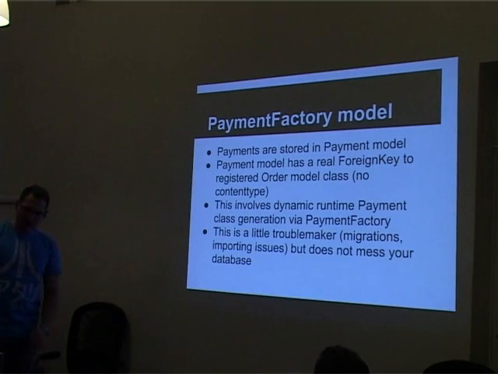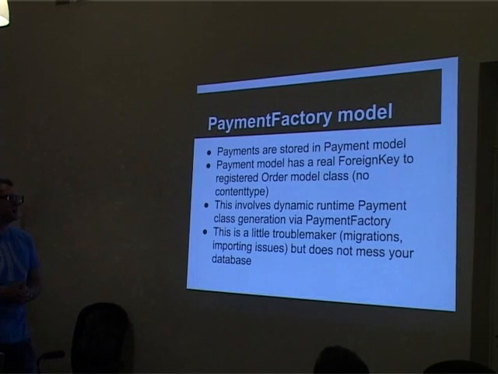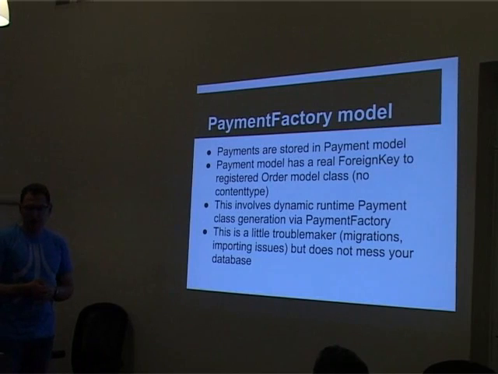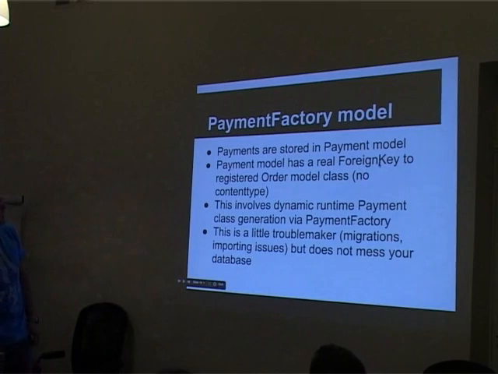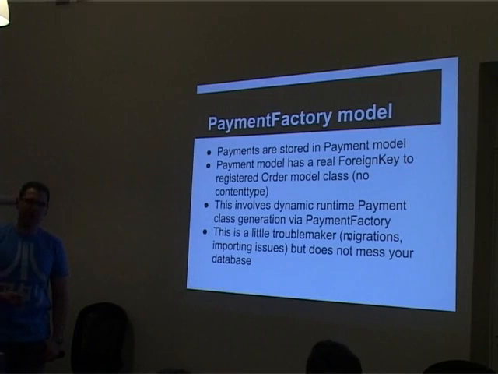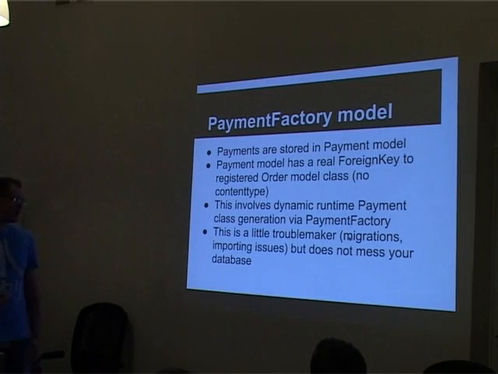So how is the dynamic payment model generation done? There is a payment factory, and after you register the order model with the payment factory, it will create the payment model. As I said, it's just a foreign key, which is nice for the database and not nice for Django, because all dynamically generated models are troublemakers.